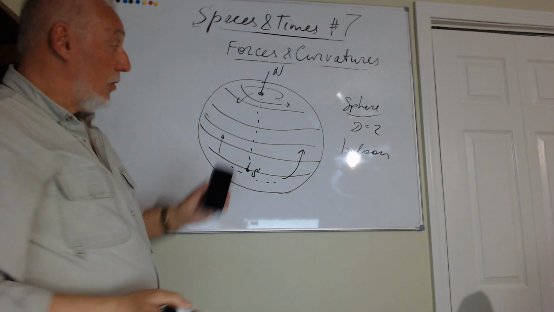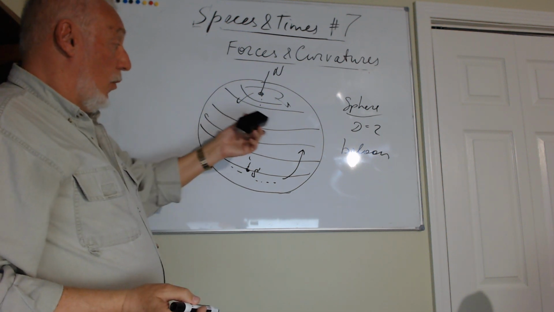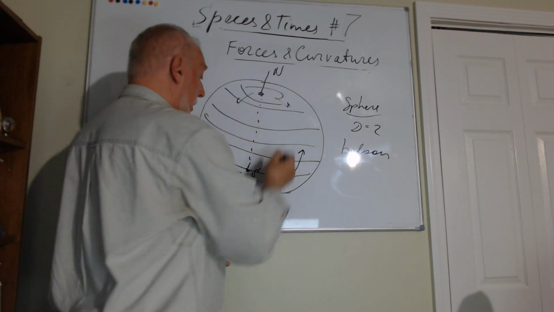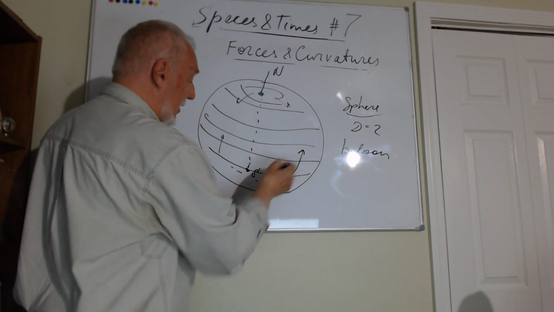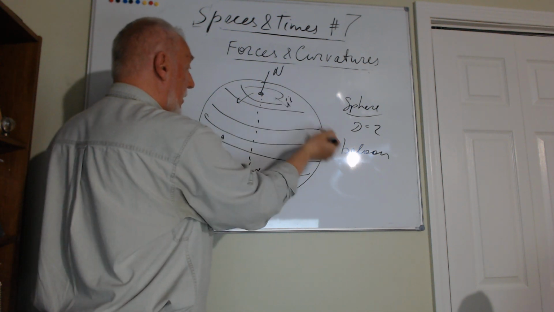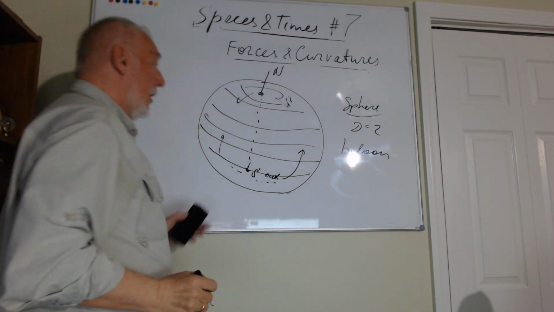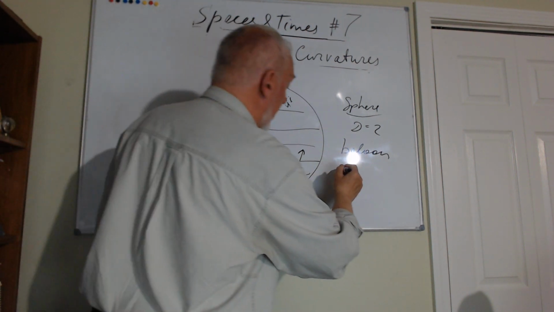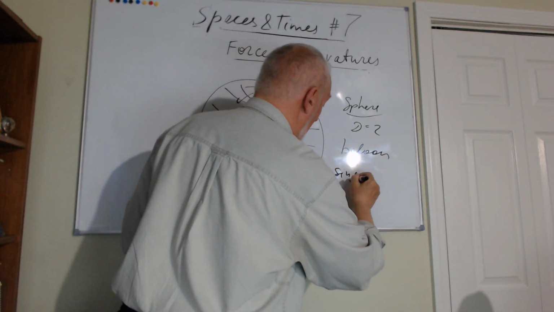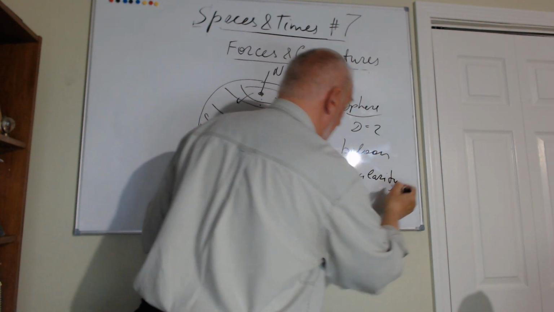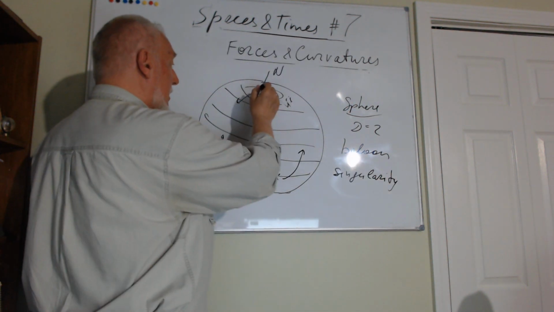So what's happening on the sphere? The waves are first spreading out. Maybe they start from the south. They all go out and then they go in here. And these points, North Pole and South Pole, are called singularities. This is a singularity and this is a singularity.